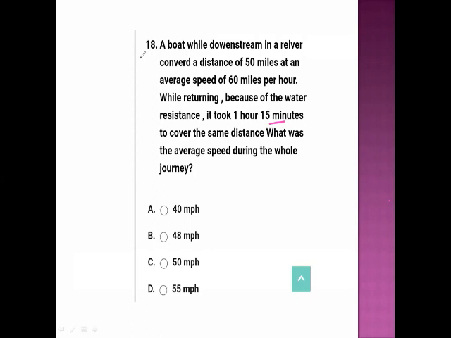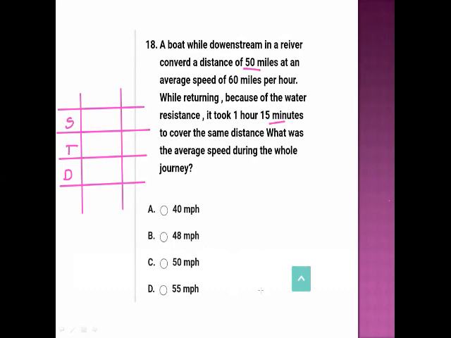So you have to write whatever they have given here. A boat while traveling downstream in a river covered a distance of 50 miles. So what I'm doing is tabling here. I'm using the STD one: speed, time and distance. I'm making two tables, one for the upstream side and another for the downstream side.